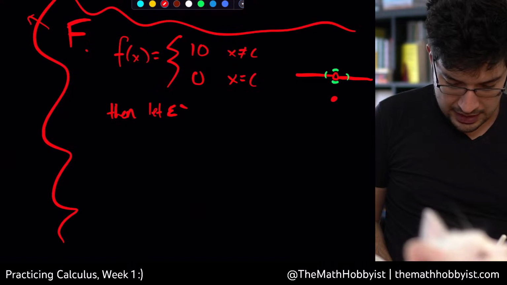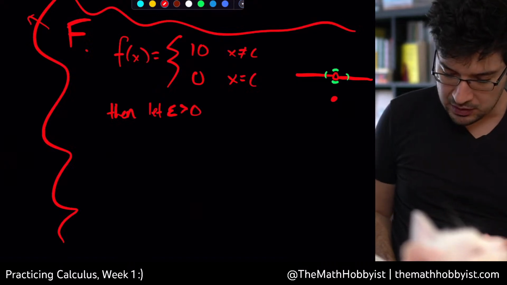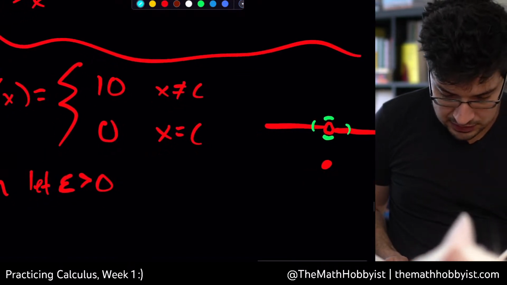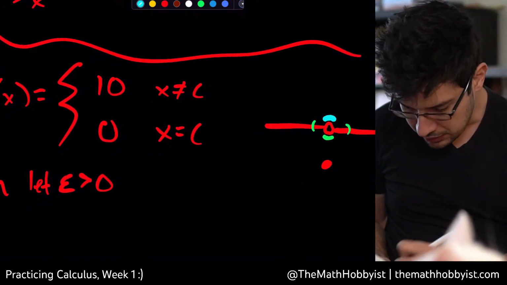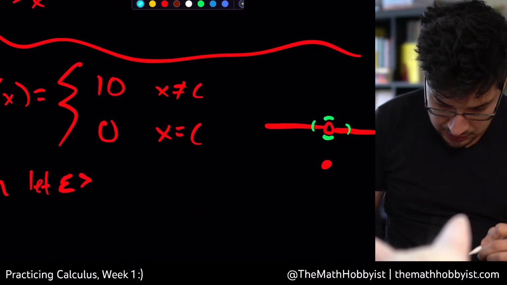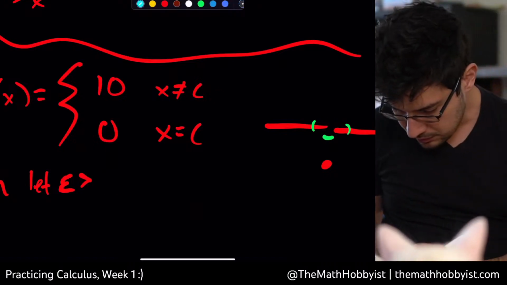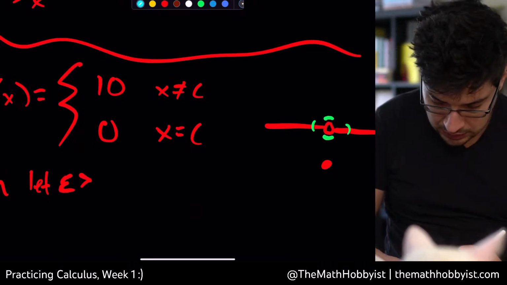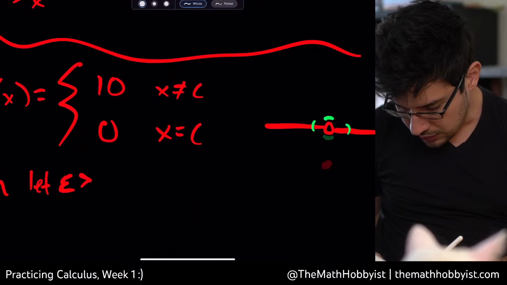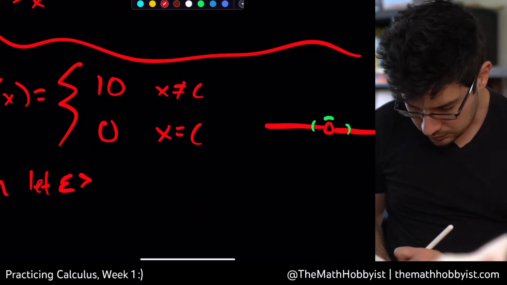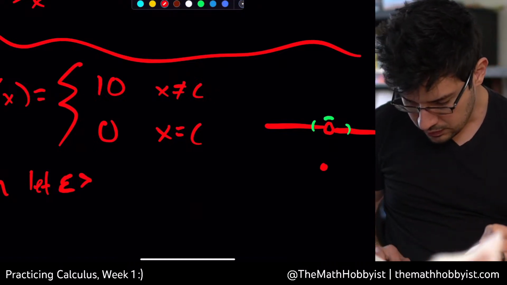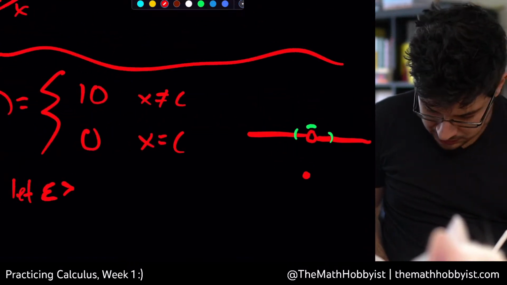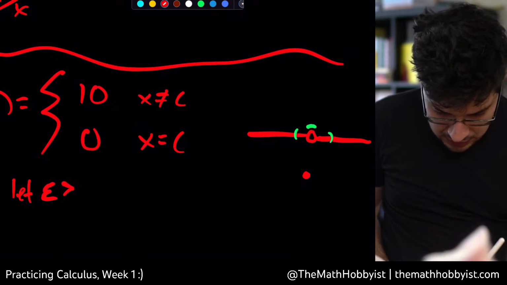Anyways, let epsilon be greater than 0. So epsilon can be any tiny number. Let's give it a different color so that we remember where the epsilons are and where the deltas are in this drawing. Just imagine the axes, y'all. Just imagine them. You know what an axis looks like, right?